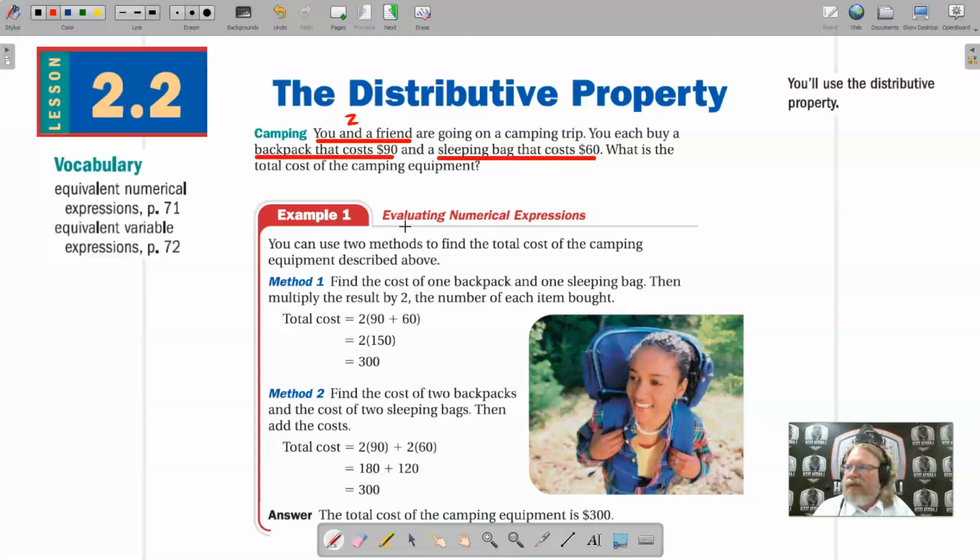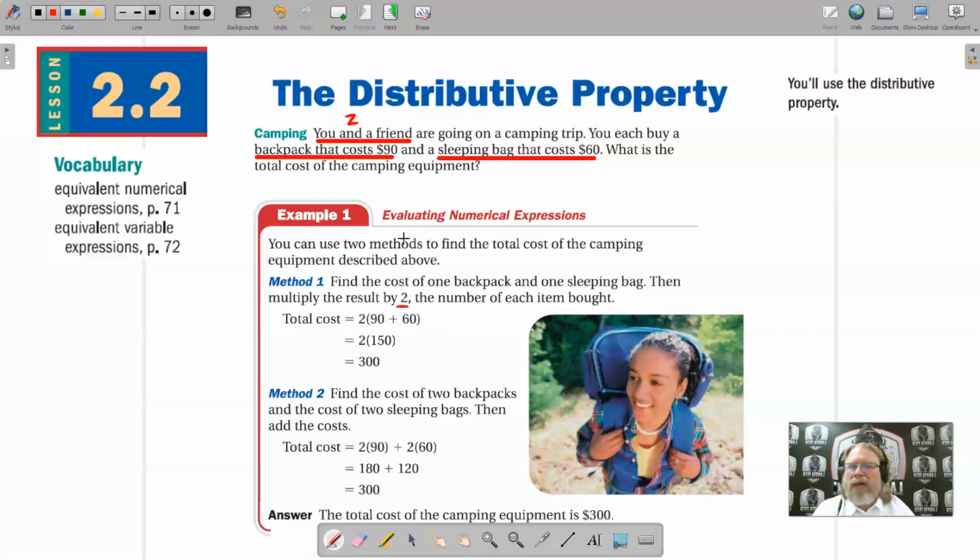So example 1 says evaluating numerical expressions. You can use two methods to find the total cost of the camping equipment that's described above. Method 1 is that first you could find the cost of one backpack and one sleeping bag. So we have in the parentheses here 60 plus 90, that is the cost of a backpack and a sleeping bag. And then you can multiply the result by 2.